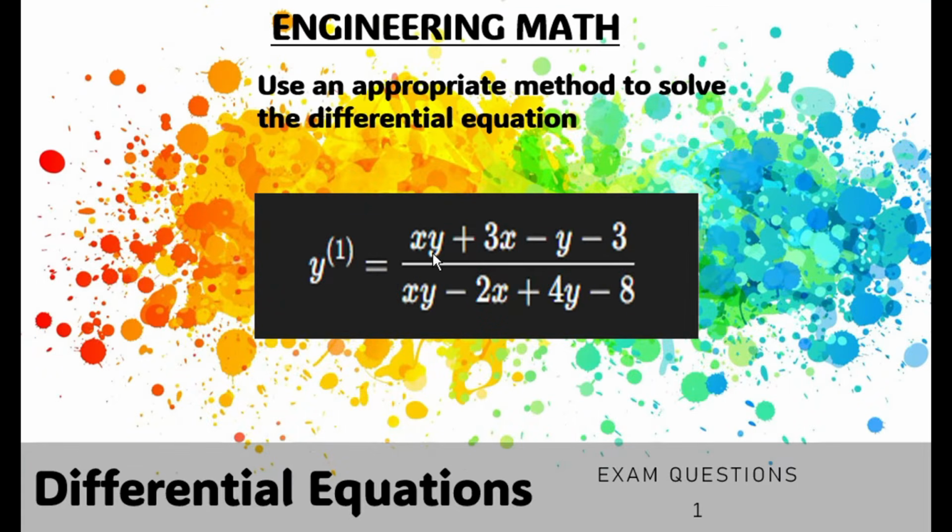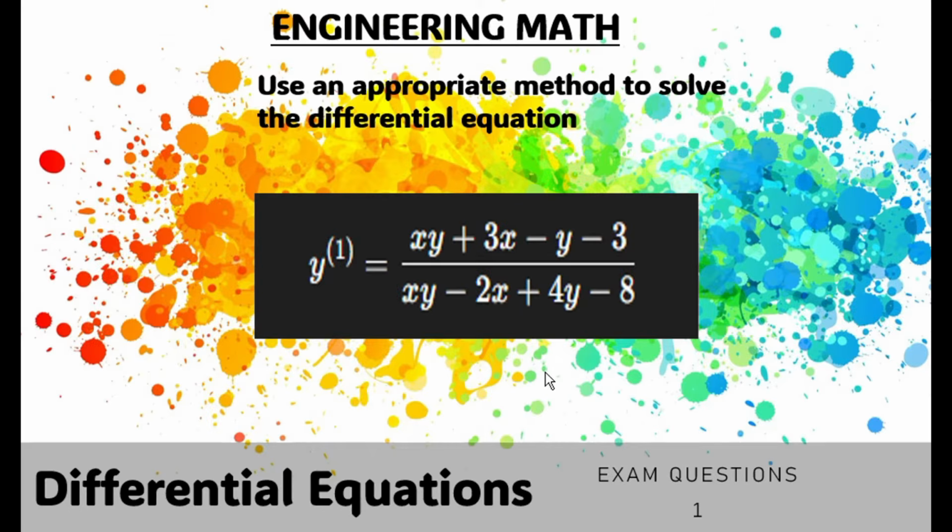So we have y prime is equal to xy plus 3x minus y minus 3 all over the expression xy minus 2x plus 4y minus 8. Okay, so they asked us to use an appropriate method to evaluate this question. So first off, we can solve this question using the method of separation of variables.